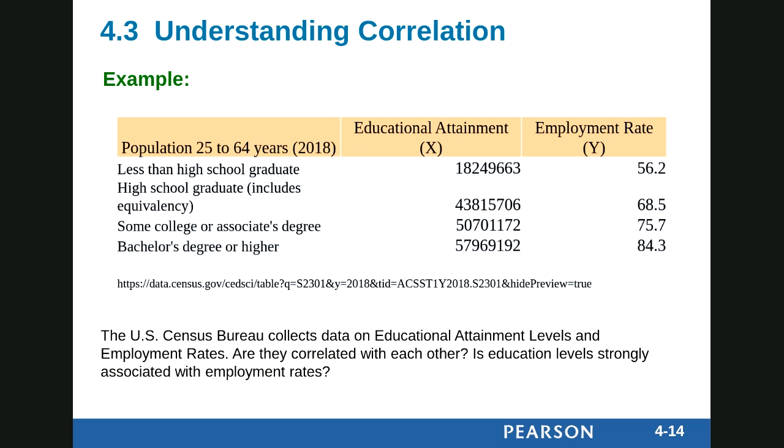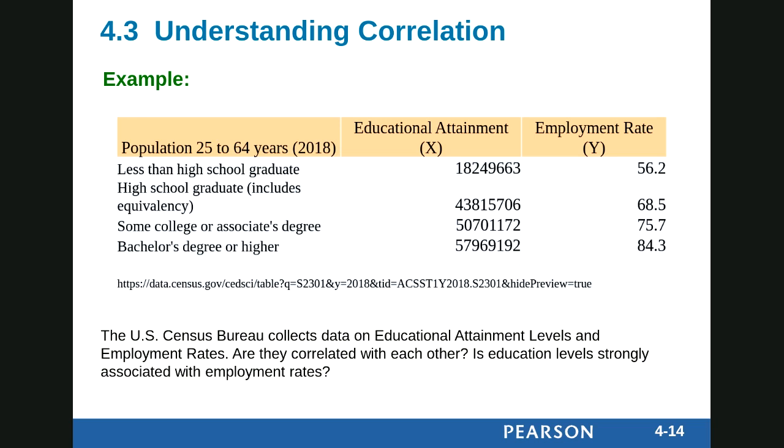So this is the example we're looking at. There are 3 columns. The first column is a population of individuals in the United States from 25 years to 64 years, taken in 2018. These are the different population segments: those that have less than a high school diploma, those that are a high school graduate, which includes a GED equivalency, those that have some college or associate degree, and then a bachelor's degree or higher.